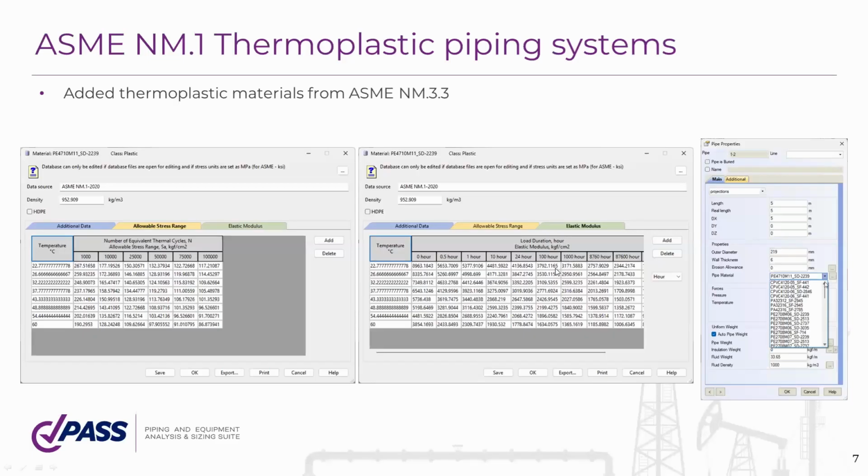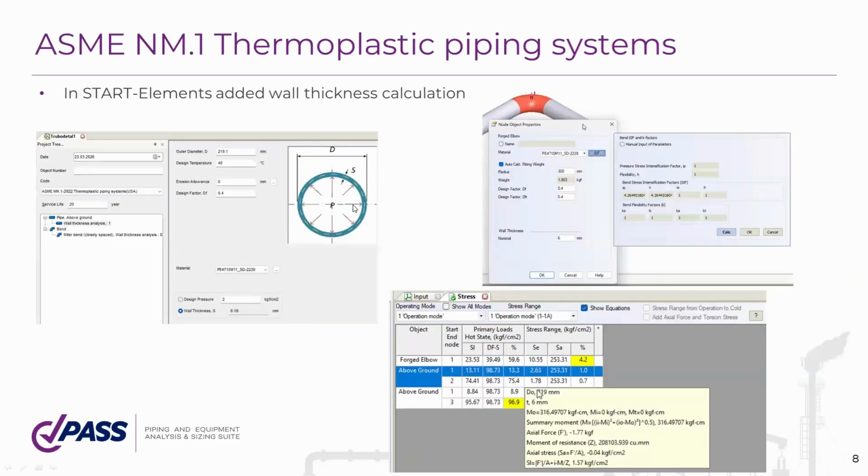So START-PROF automatically takes required values from this database and uses them during the stress analysis of the piping system. And we added all the materials from ASME NM.3.3, and you can choose them from the list. And also START-PROF can calculate the wall thickness of the thermoplastic piping, so you can define the diameter, temperature, some factors, choose material, define pressure, and receive the required wall thickness.